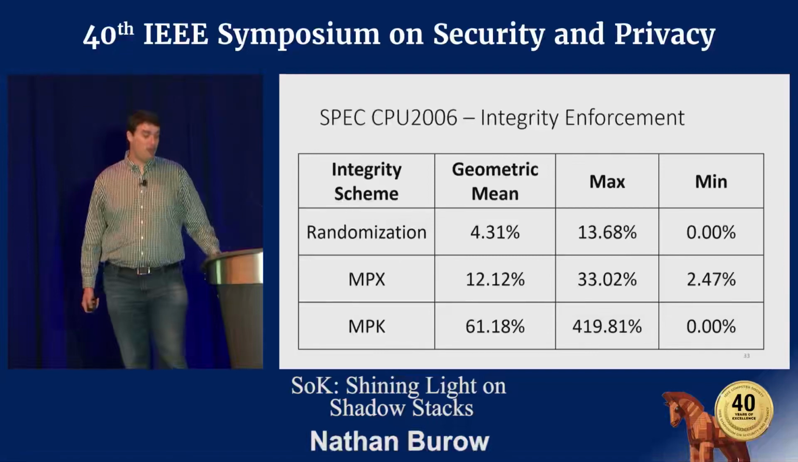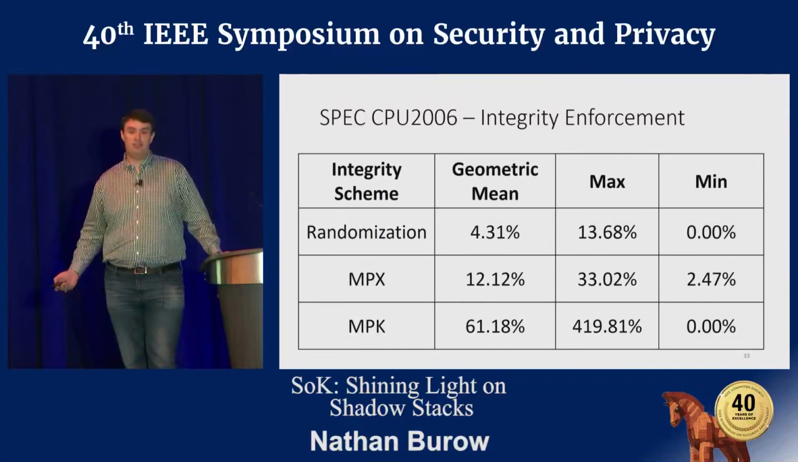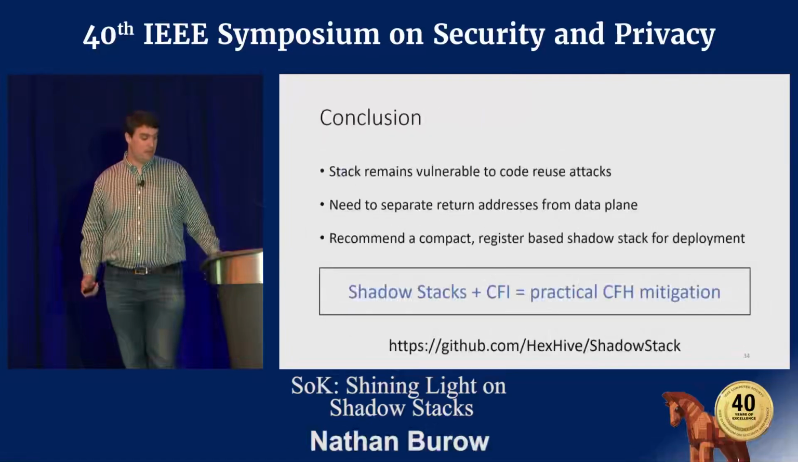And then here are the overheads for the different integrity enforcement mechanisms that we just talked about, where randomization adds about 1%, and then MPX comes in at 12% and MPK at 61%, but it has this huge outlier of 420% in some cases. So in conclusion, the stack remains vulnerable to code reuse attacks.